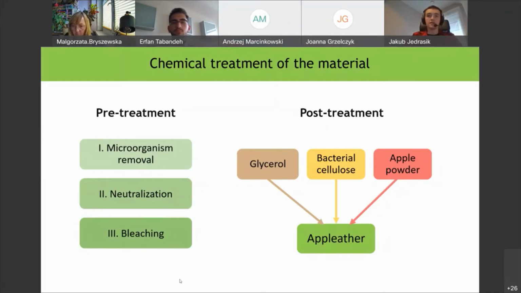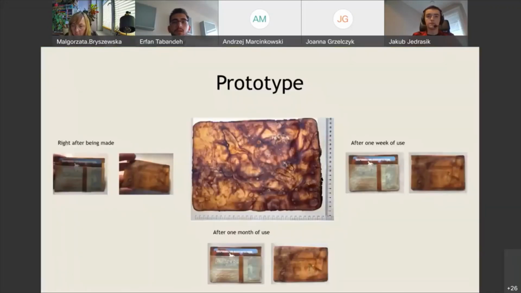We also used acetic acid to change the pH. Additionally, bacterial cellulose was bleached with hydrogen peroxide. The post-treatment process involved infusing the bacterial cellulose with glycerol and apple powder. The combination of those 3 components allowed us to obtain Appleather. Appleather can be used in fashion and clothing to make handbags, keychains, jackets, shoes, and so on.